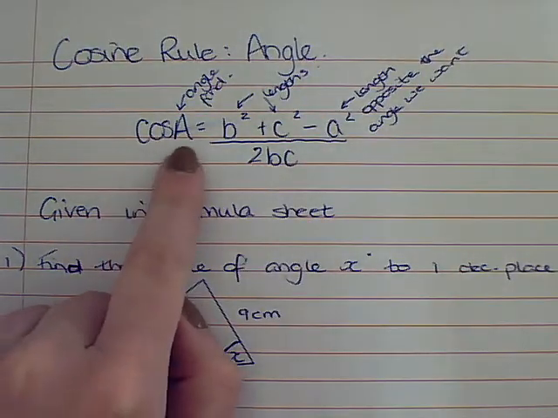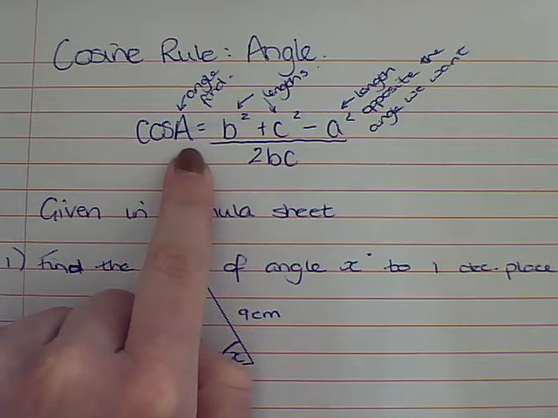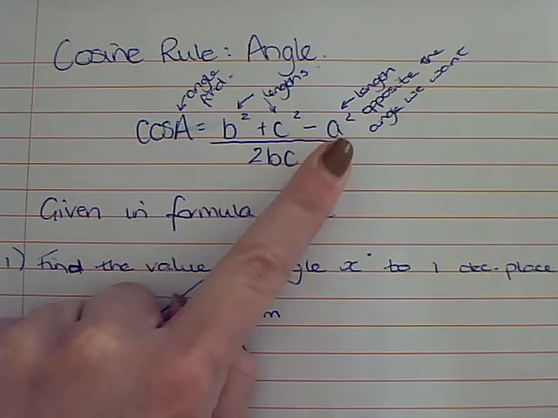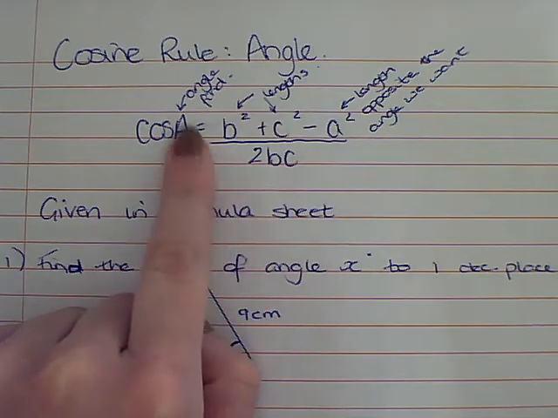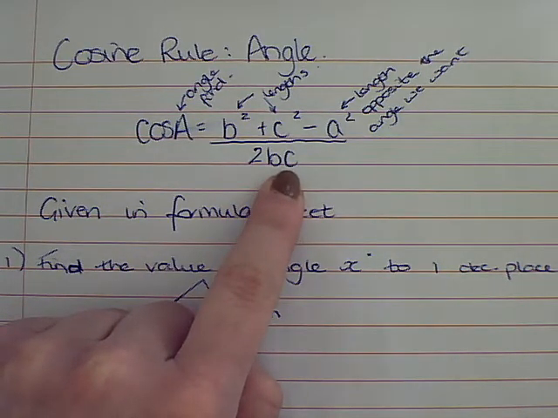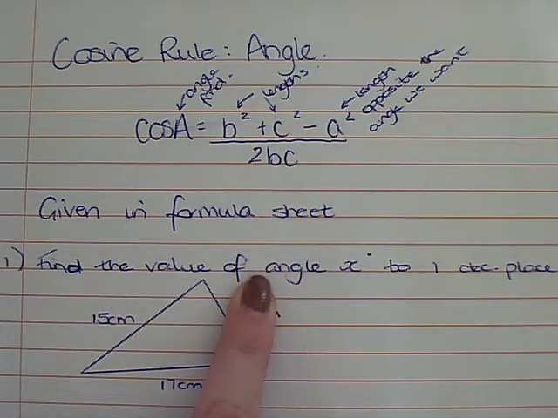So we've got cos A, the angle we're wanting to find. B and C are lengths, A is also a length, but it's the length that is opposite the angle we want. And then we've got 2 times B times C on the bottom. This is given in the formula sheet, so you do not need to memorise it.